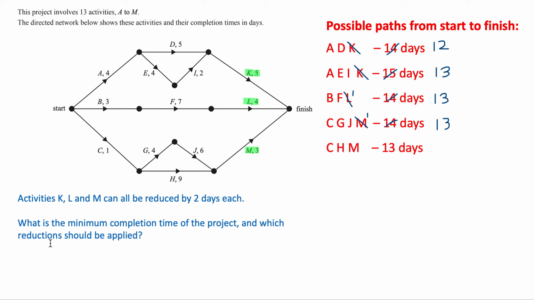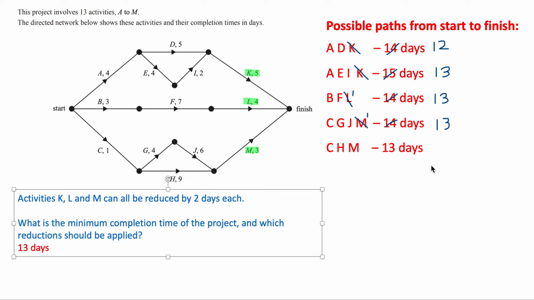So when we go to answer the question now, we can say, well, what is the minimum completion time of the project? The minimum overall completion time is 13 days. And which reductions should be applied? So what we did was we reduced activity K by 2 days. Okay, that was that first reduction that we made. We did the full reduction on K. And then we reduced L and M, but only by 1 day. Reduce L and M by 1 day each. So those are the reductions that gave us our new minimum completion time.